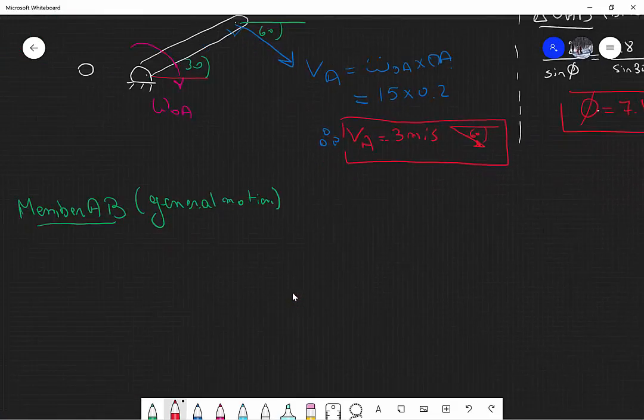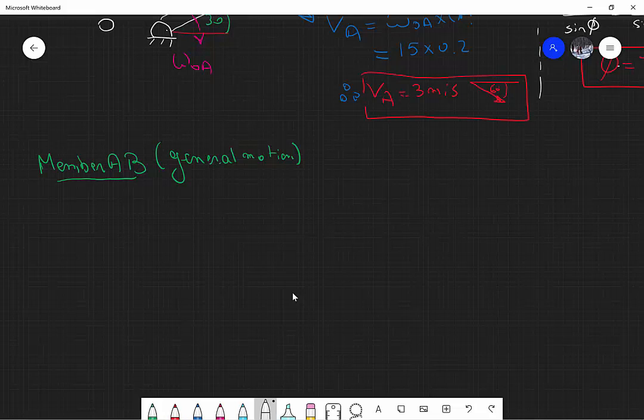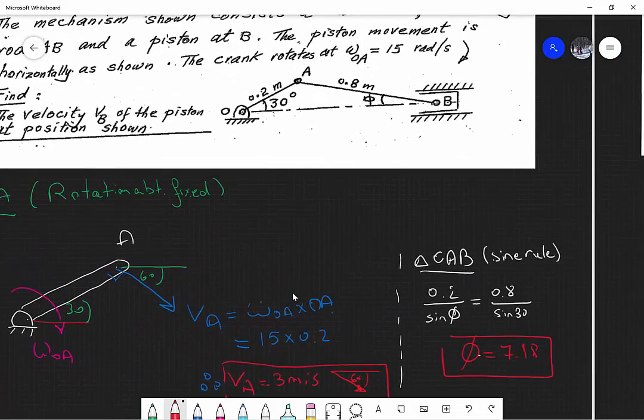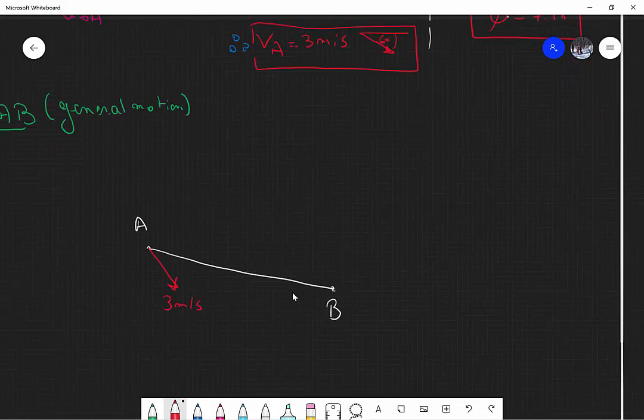Great. So we're going to draw the member AB. The member AB was as follows. Here it is. This is A and this is B. The velocity of A was in this direction, and it was 3 meters per second. And the velocity of B, let's check it. If the member OA rotates with omega clockwise, the B is going to move horizontally, to the right or to the left? Definitely to the right. That's why the velocity of B is going to be to the right.